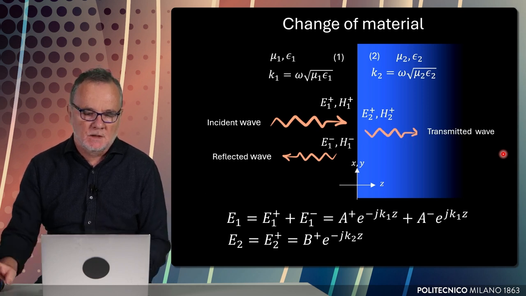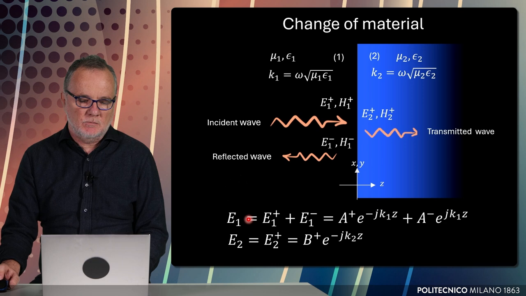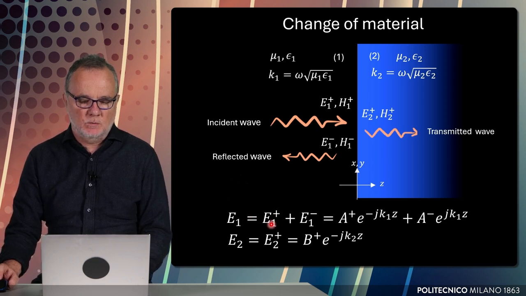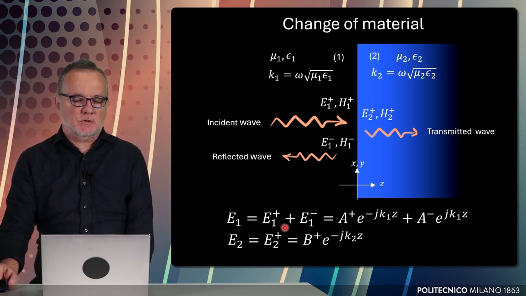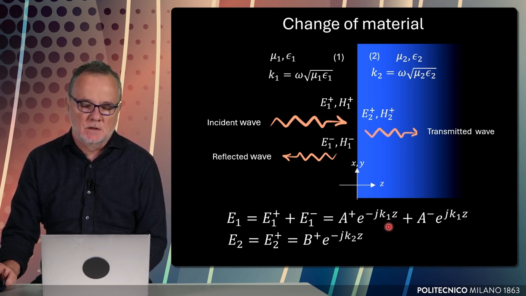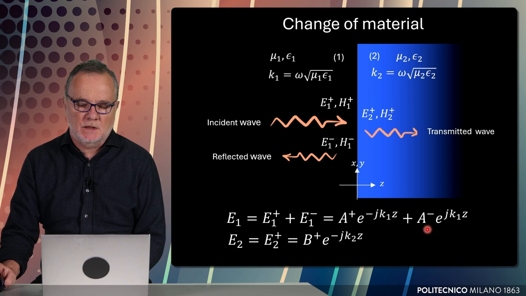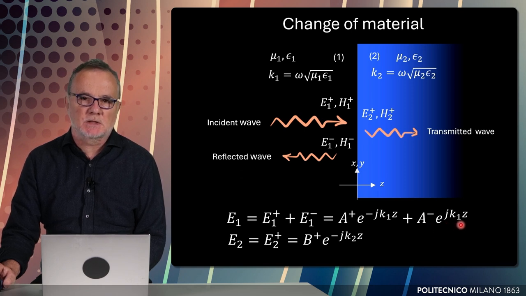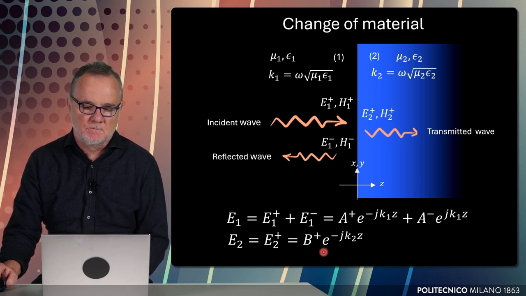incident wave. In particular, in medium 1, we can write the electric field as the sum of the wave that travels along the positive z direction plus a wave that travels in the negative z direction. These two waves have a given wave function, A plus exponential minus j k1z, which is the positive wave, and A minus exponential plus j k1z, which is the negative wave, whereas in medium 2, the electric field has a single wave that is the transmitted wave, characterized by coefficient B plus exponential minus j k2z.